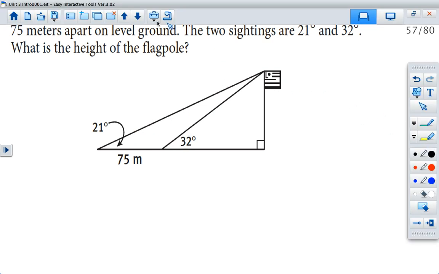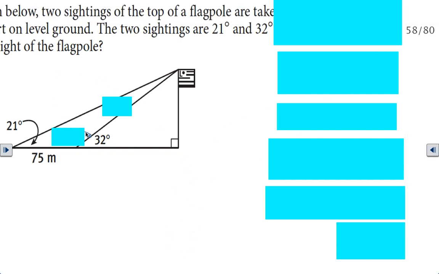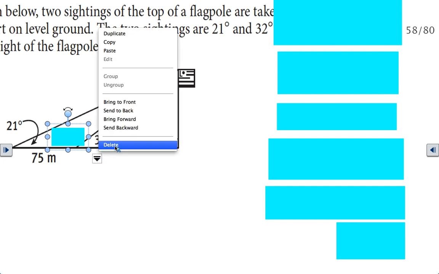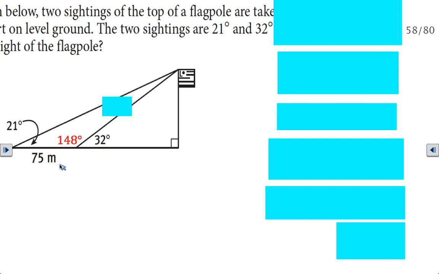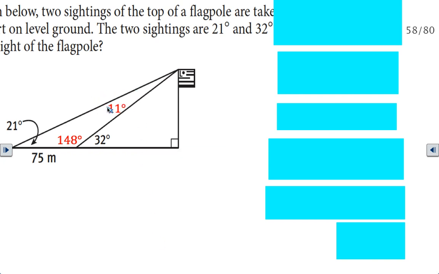Okay, we need extra space for this, so I'm going to show you how to set it up first on this page. And first thing that you want to do, because we know that this angle is 32 degrees, we're going to find this angle. And these two angles will be supplementary, so you do 180 minus 32 degrees and you get 148 degrees. And then once you know that this angle is 148 degrees, you can add it to 21 degrees, and subtract that answer from 180 to get your angle that's up here. In this case, the angle is 11 degrees.